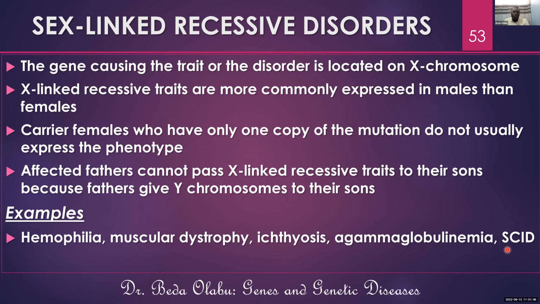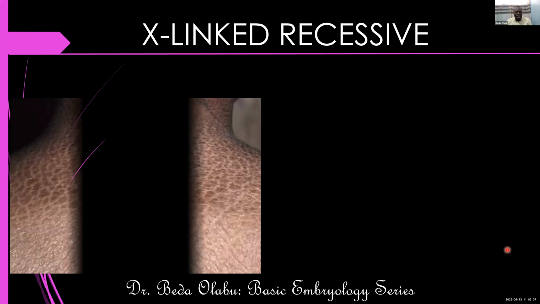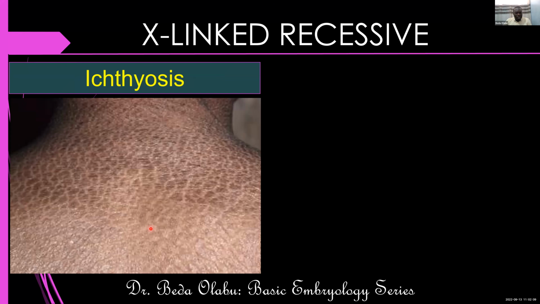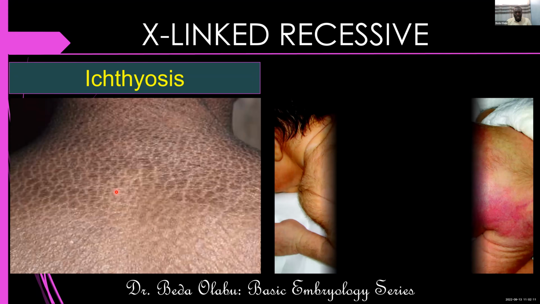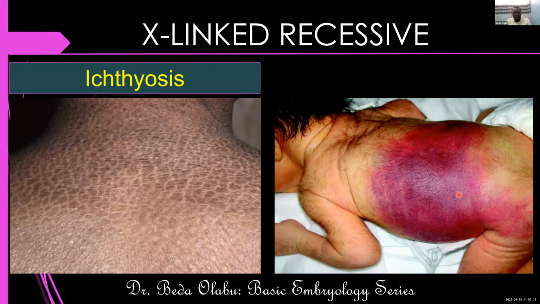Remember, there is acquired and congenital. AIDS is acquired, caused by HIV, but we also have congenital immunodeficiency syndromes. So this severe combined affects both humoral immunity as well as cellular immunity. These are X-linked recessive disorders. The images here show you ichthyosis, how the skin looks, and this one is hemophilia, bleeding tendencies.